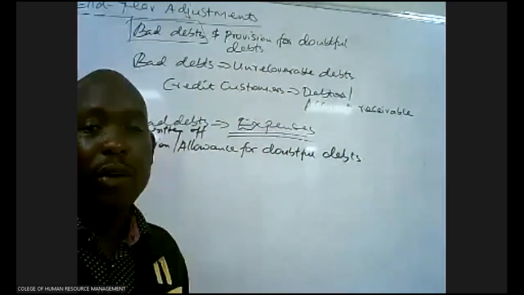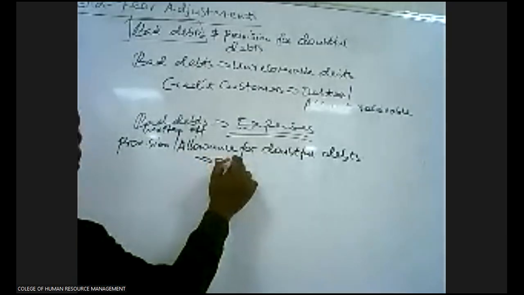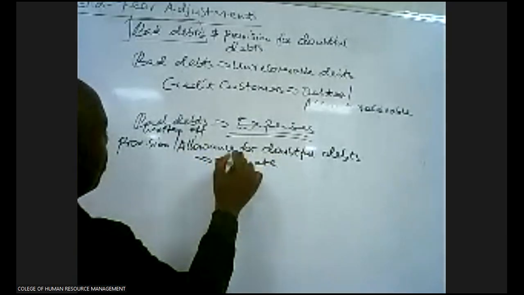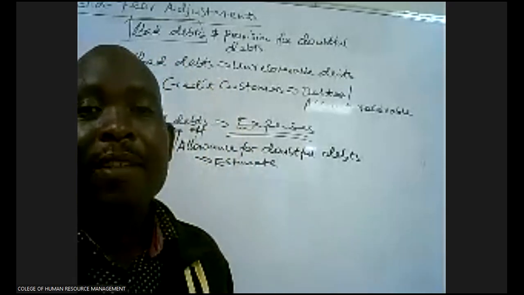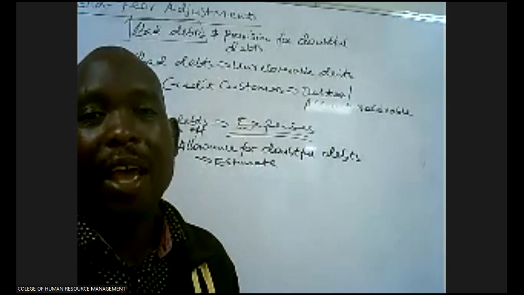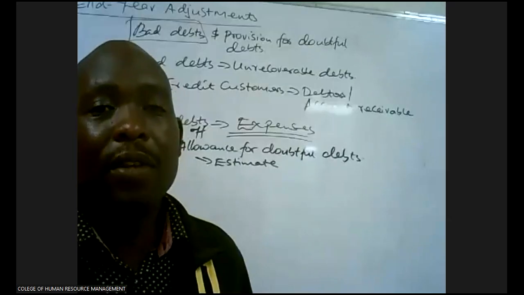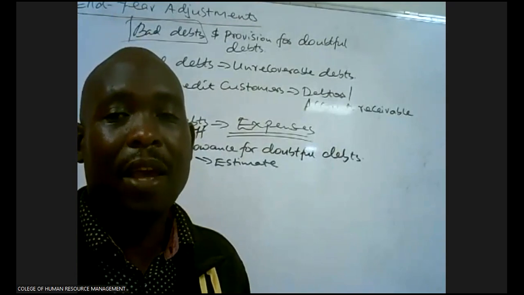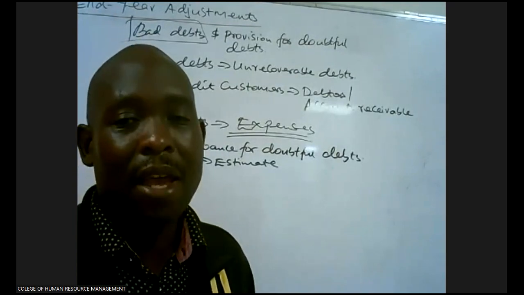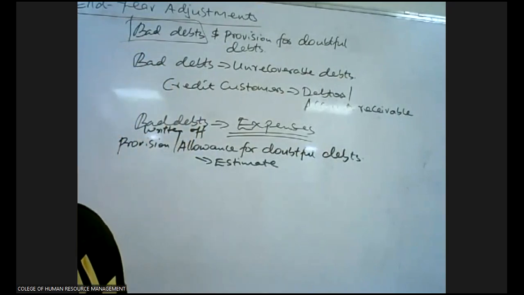For the allowance for doubtful debts, this is an estimate. This is an estimate of what might not be recovered by the end of the year. It's an estimate. It is not exact. You estimate from experience, maybe 5% of the debtors never pay by the end of the financial year. The 5% that might not be covered by the end of the year, we consider it as a provision.